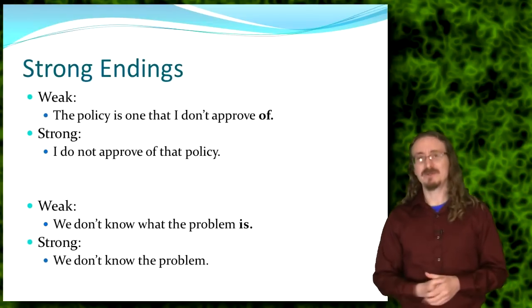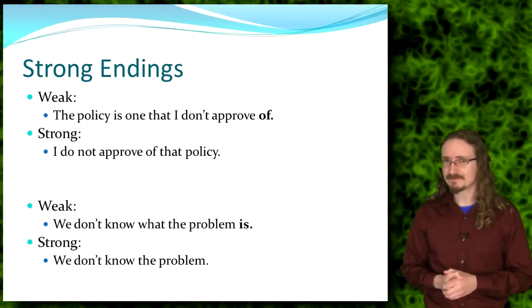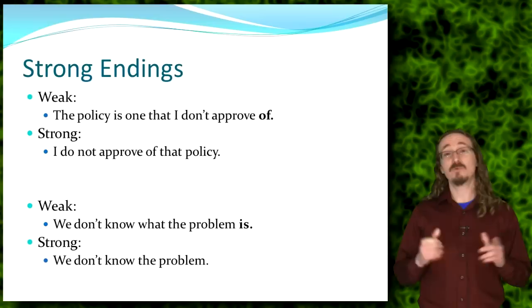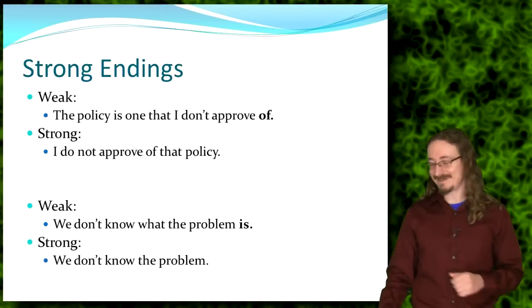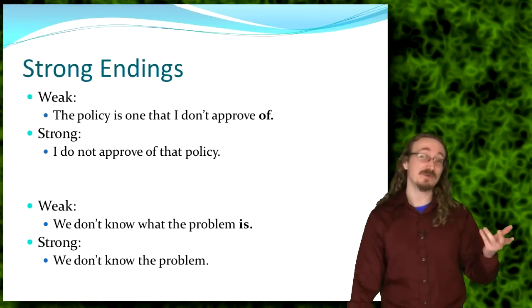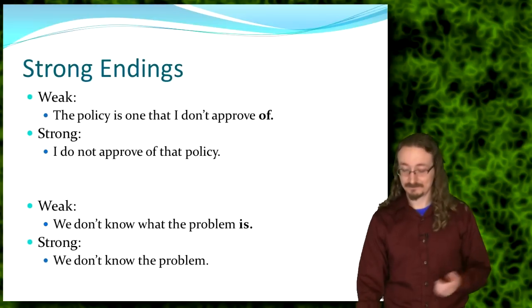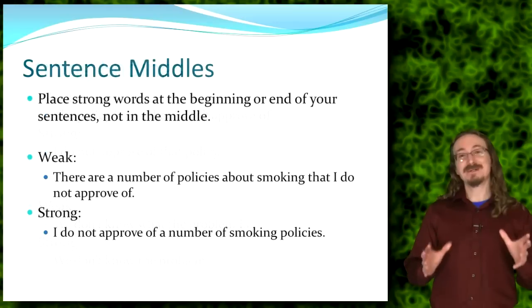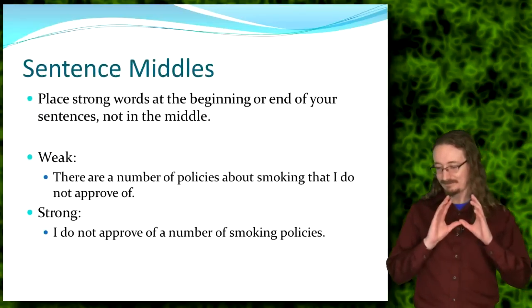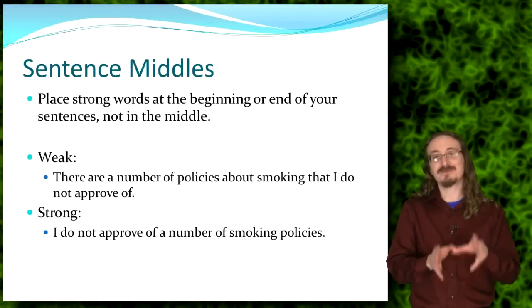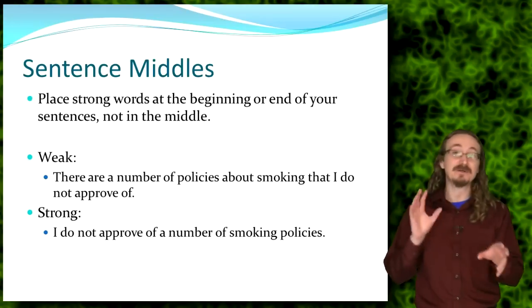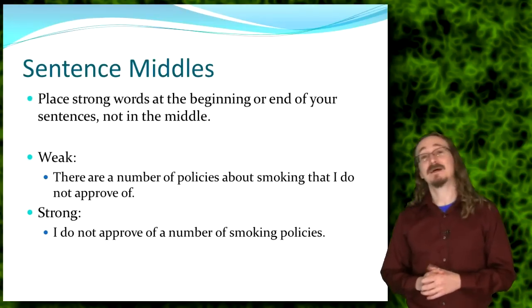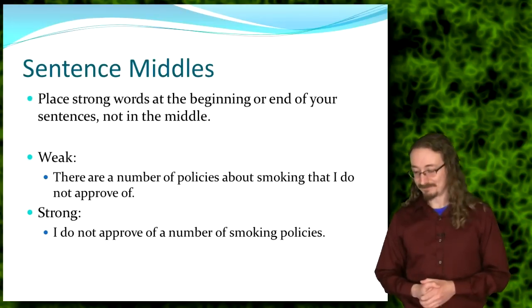And here's another one. We don't know what the problem is versus we don't know the problem. So thinking about the way what's at the end of that sentence? Is it something weak or is it something strong? Now in the middle of the sentence, you want the main idea to be at the start of this thing or at the end. The stuff in the middle is what the reader will tend to forget. So put the unimportant stuff there.